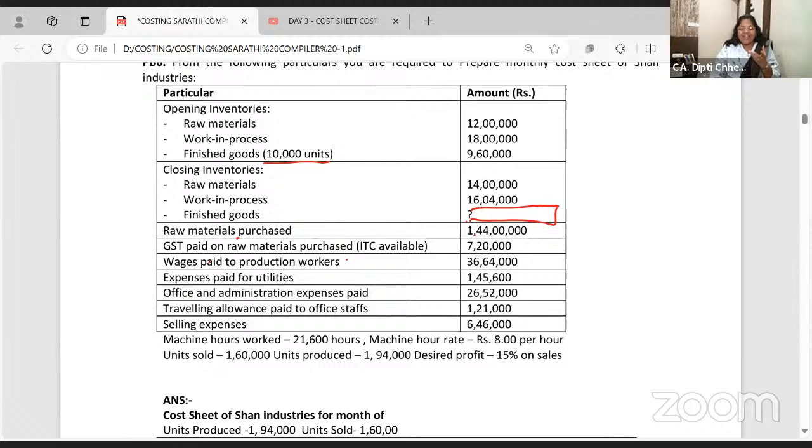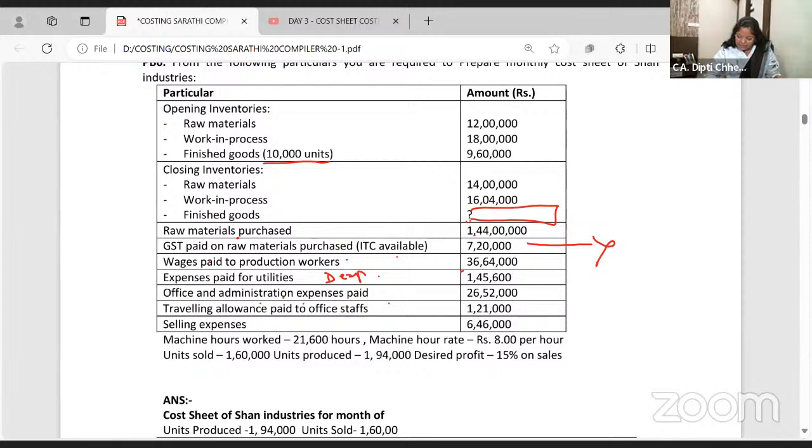In costing, we know GST. GST is paid on raw material, and if input tax credit is available on my purchases, don't add it in the cost of purchases. So nothing we'll do, we'll write a note and leave it. Wages paid, expenses paid for the utilities. Expenses paid for utilities are nothing but direct expenses.